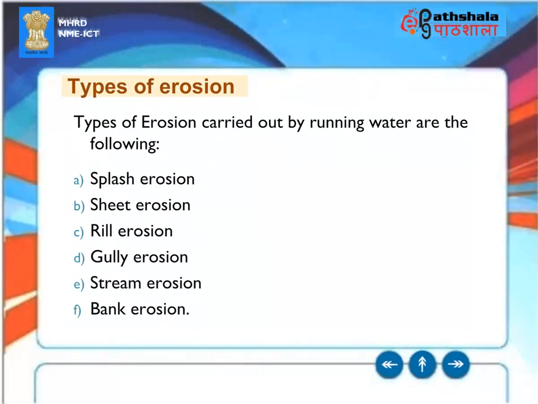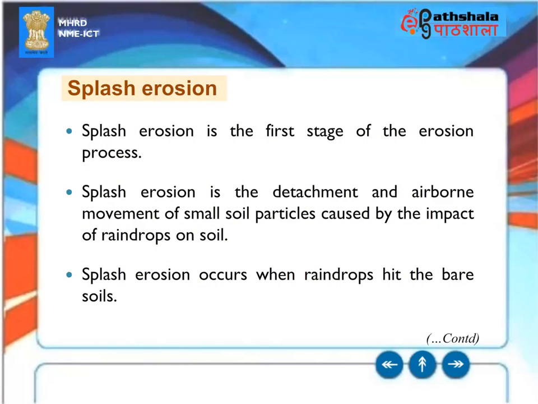Types of erosion. Types of erosion carried out by running water are the following: splash erosion, sheet erosion, rill erosion, gully erosion, stream erosion, and bank erosion. Splash erosion. Splash erosion is the first stage of the erosion process. Splash erosion is the detachment and airborne movement of small soil particles caused by the impact of raindrops on soil. Splash erosion occurs when raindrops hit bare soils.